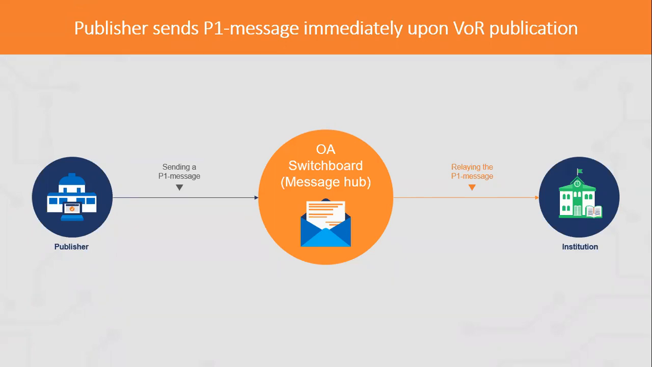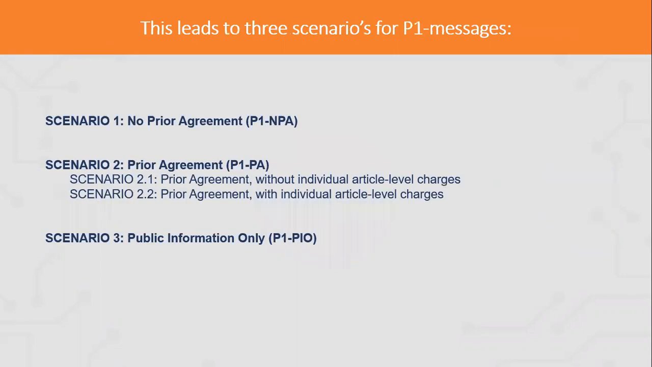We also support cases where there is no direct publication funder, for instance, in case of non-APC-based models, such as Diamond. This leads to 3 scenarios for the P1 message. First, in the no prior agreement scenario, the P1 message is sent by the publisher to the institution who's picked up the article level charges. The article level charges may have been invoiced to the author or to the institution. That's why you, as the institution who picked up the article level charges, are receiving the P1 no prior agreement message.